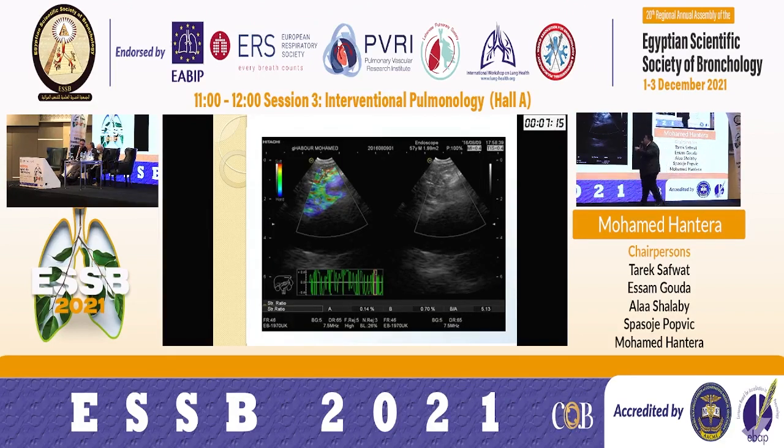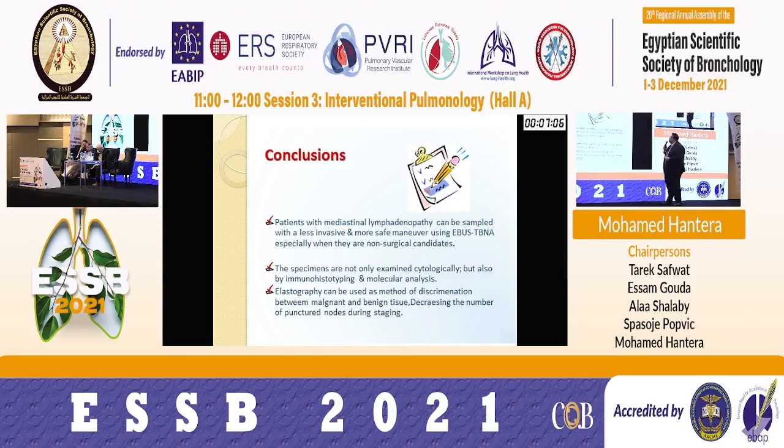This is one of the patients. You can see heterogeneous blue and green colors, and we biopsied this patient and the diagnosis was sarcoid. So to conclude, patients with mediastinal lymphadenopathy can be sampled with a less invasive, safer maneuver using EBUS. The specimens are examined not only cytologically but also by immunohistochemistry, and elastography can be used as a method of discrimination between malignant and benign tissue, decreasing the number of passes during the procedure. Many thanks for your attention.